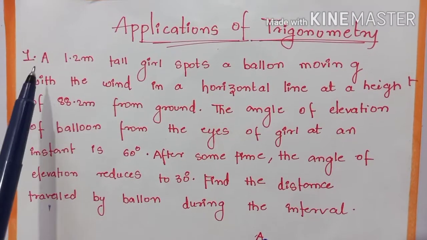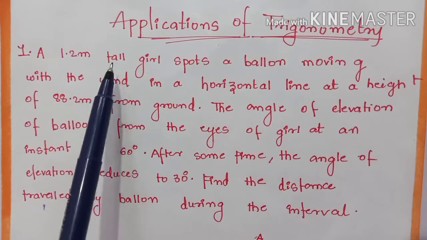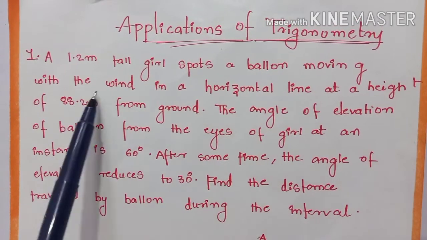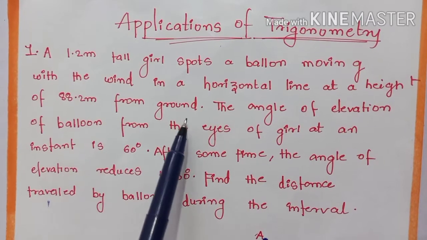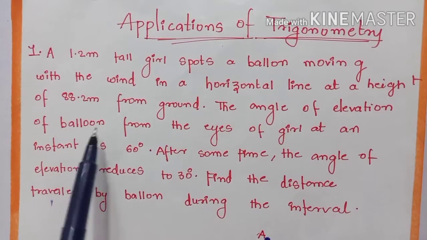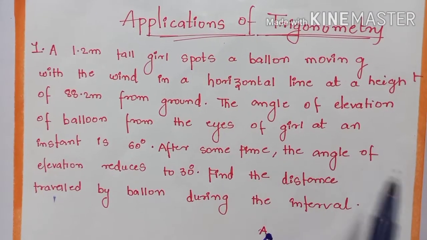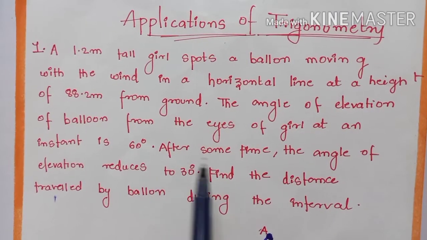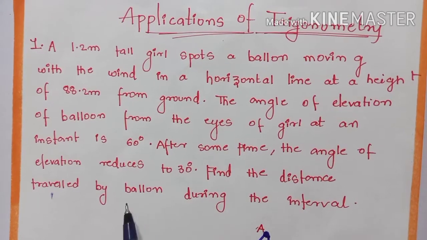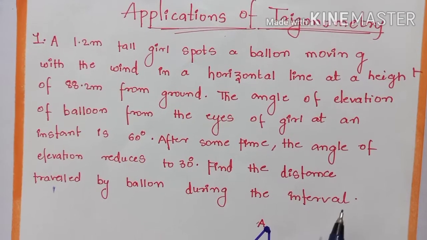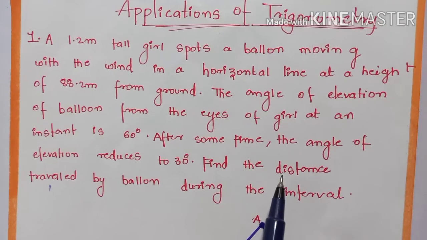Now let's start. A 1.2 meter tall girl spots a balloon moving with the wind in a horizontal line at a height of 88.2 meters from the ground. The angle of elevation of the balloon from the girl's eyes at an instant is 60 degrees. After some time, the angle of elevation reduces to 30 degrees. Find the distance traveled by the balloon during the interval. Now let us understand the question.